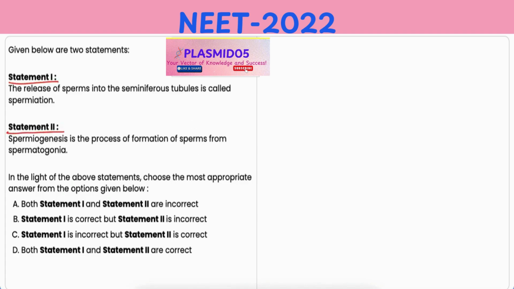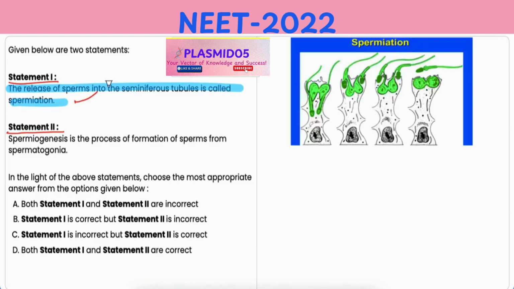In this question, two statements are given, and based on these two statements, you have to choose the correct option. Statement 1. The release of sperms into the seminiferous tubules is called spermiation. Now, it is correct. Spermiation is the process where mature sperms are released from the Sertoli cells into the seminiferous tubules. Statement 2. Spermiogenesis is the process of formation of sperms from spermatogonia.